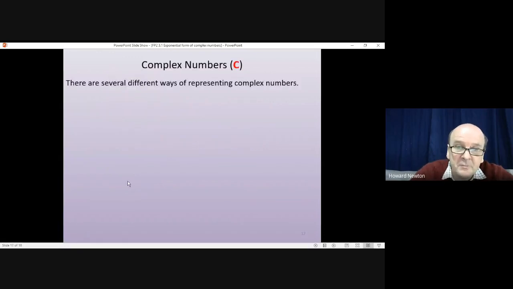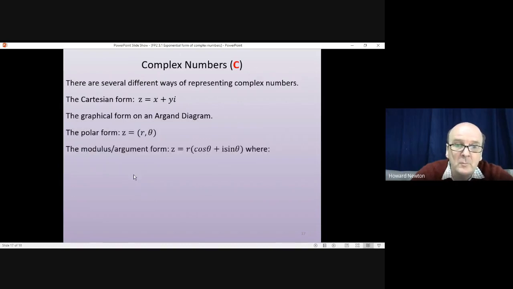Now, there are several different ways of representing complex numbers: the Cartesian form, the graphical form, the polar form, the modulus argument form, and we now have the exponential form. If you look at the modulus argument form, z equals r into cos theta plus i sine theta, and we just substitute in what we did just now. That is identical to e to the i theta. So the exponential form is z equals r times e to the i theta. All of these are saying exactly the same thing, just in different ways. Depending on what question you are doing with complex numbers, one form will be more helpful or useful than the other.